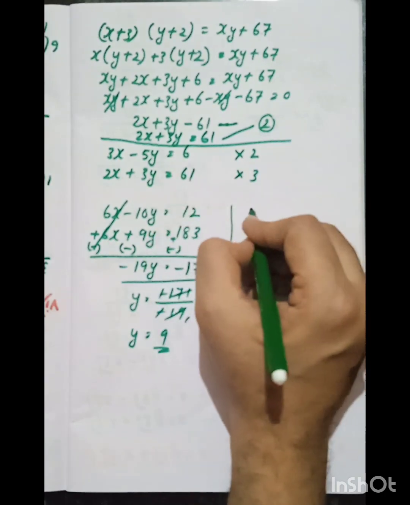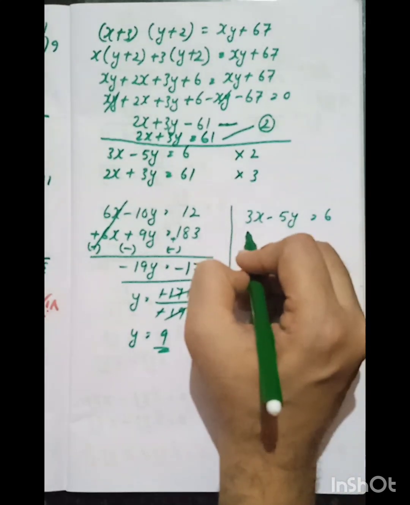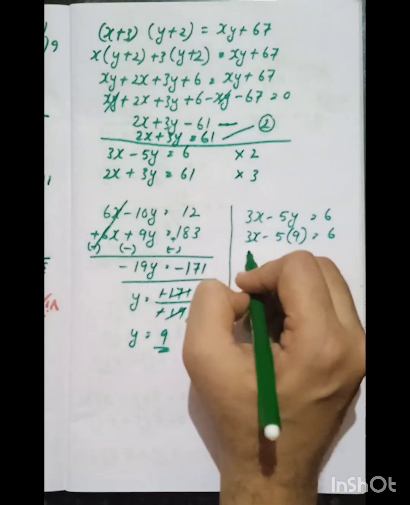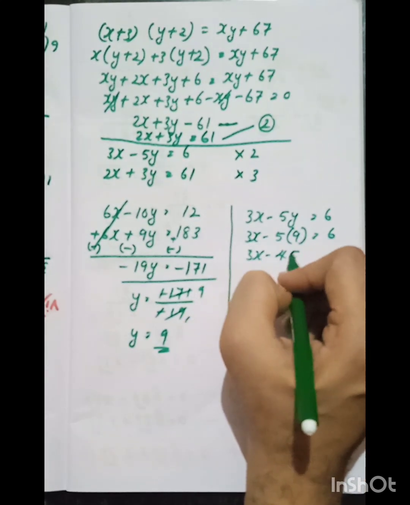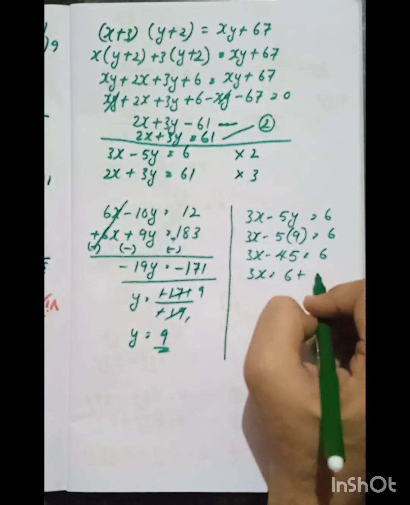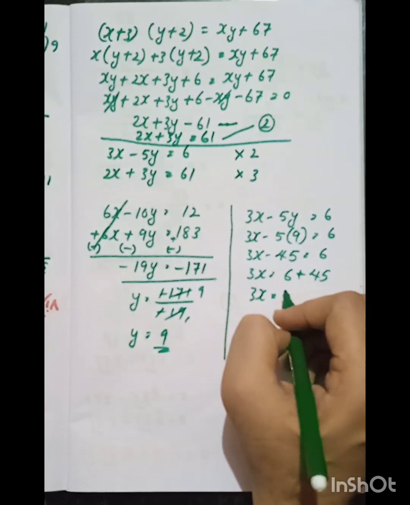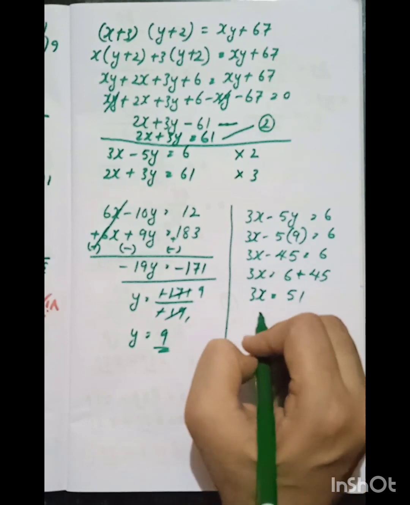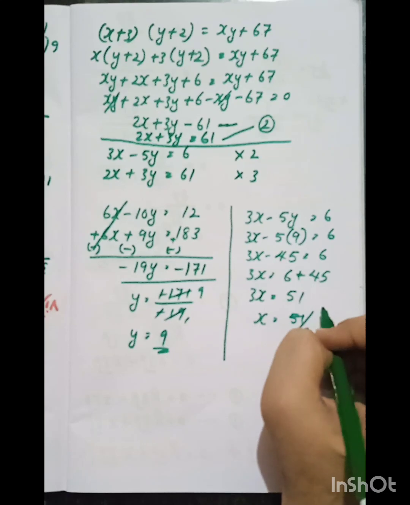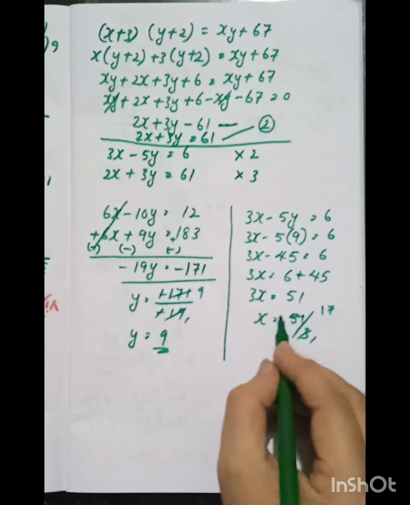Now let's find the answer for x by taking any one of the equations. I will take the first one itself. 3x minus 5y equals 6. 3x minus 5 into 9 equals 6. 3x minus 5 nines are 45 equals 6. If it becomes plus 45, then 3x equals 6 plus 45, 51. x equals 51 by 3. 3 ones are 3, 3 ones are 3, 2 remains, 3 sevens are 21. x equals 17.